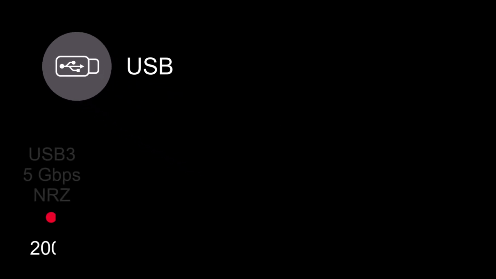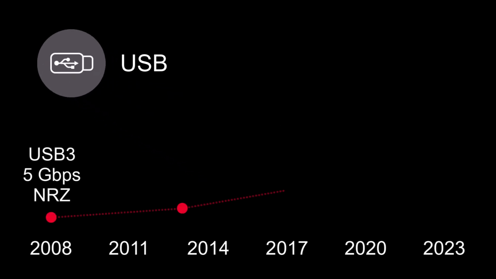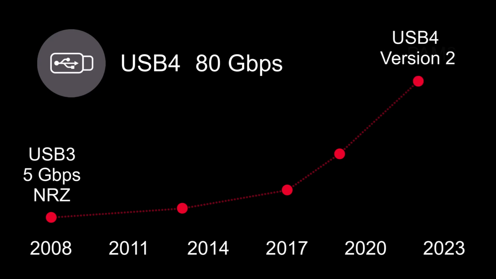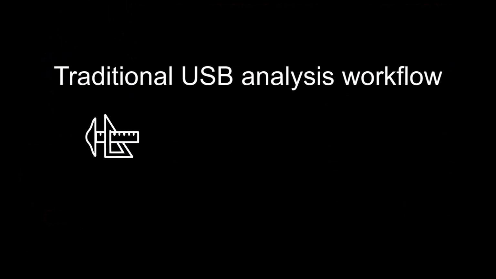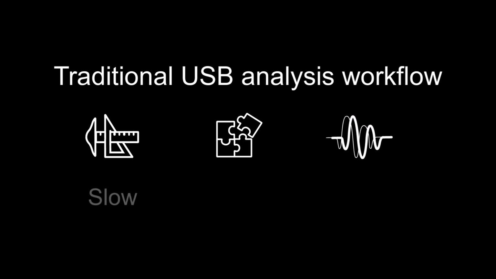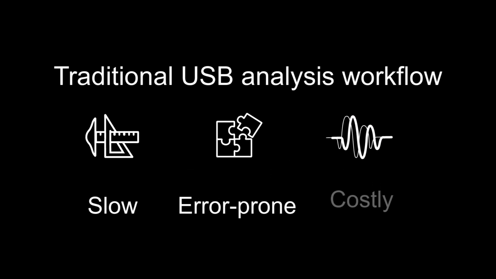USB design is evolving fast. From USB 3 at 5 gigabit per second NRZ to the most recent USB4 version 2 at 80 gigabit per second PAM3. Is your analysis workflow keeping up? The challenge is that the traditional USB analysis workflow has become slow, error-prone, and costly.